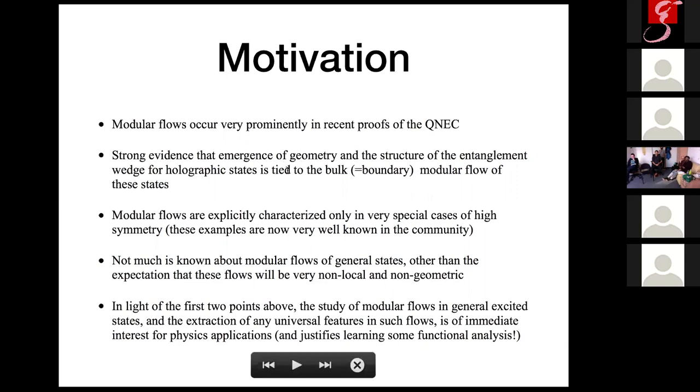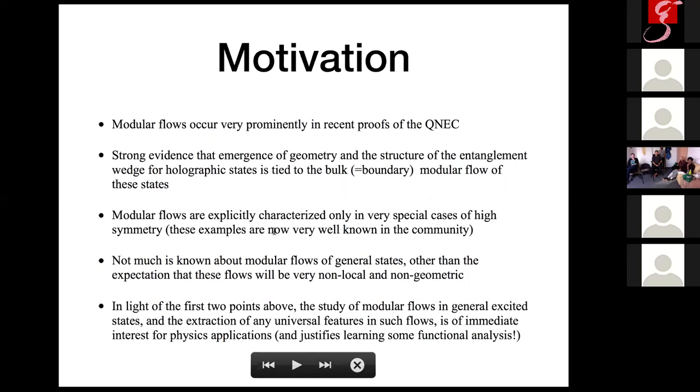So this is basically a large number of other motivations for why we study modular flows. These are the immediate ones. And given these, it's actually surprising that we only know modular flows in very special cases of high symmetry.